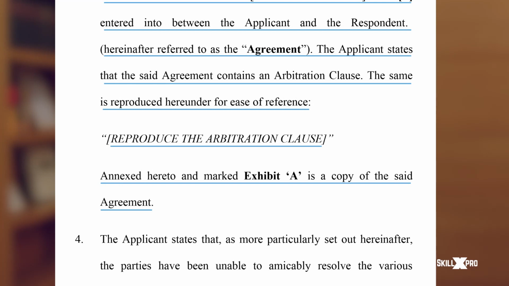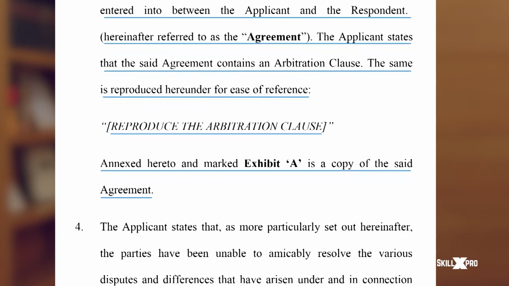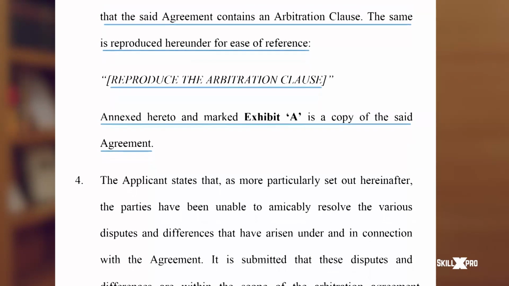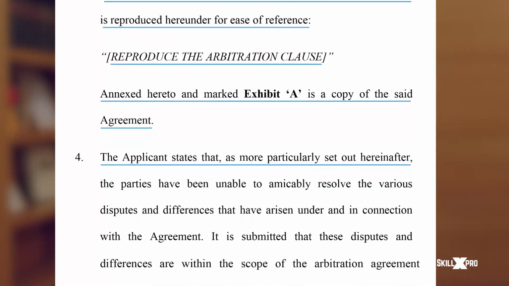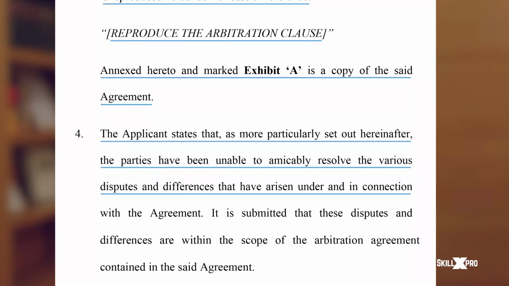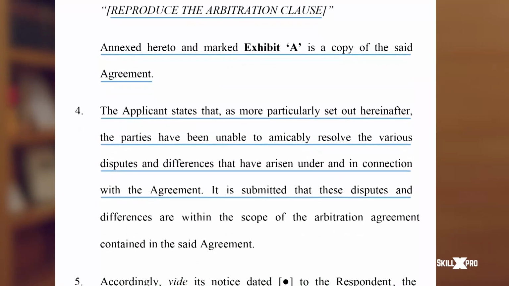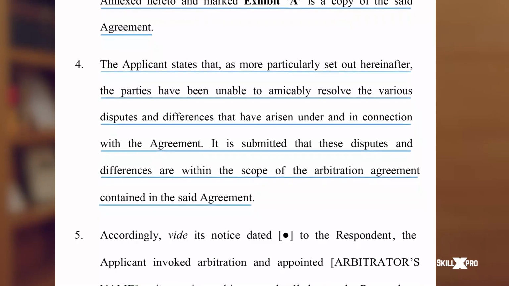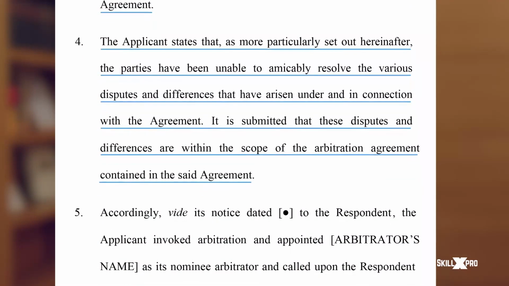Then, like we discussed, there often are conditions under which, prior to submitting disputes to arbitration, parties are supposed to try and resolve the disputes amicably. So it is mentioned in para 4 that the applicant states, as more particularly set out hereinafter, the parties have been unable to amicably resolve the various disputes and differences that have arisen under and in connection with the agreement. It is submitted that these disputes and differences are within the scope of the arbitration agreement contained in the said agreement.